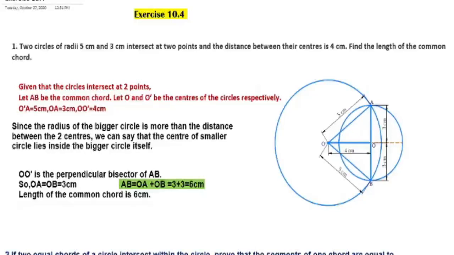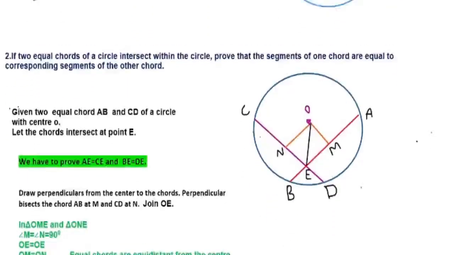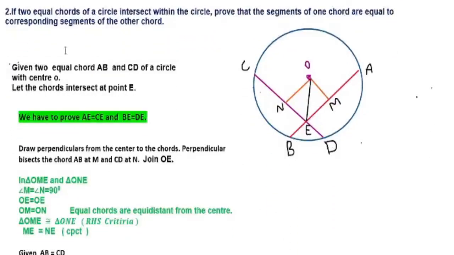Now we will move to the second question. We are given two equal chords of a circle that intersect within the circle. Prove that the segments of one chord are equal to the corresponding segments of the other chord. So here we can consider AB and CD as two chords. Both the chords intersect at the point E, and O is the center of the circle. We have to prove that the corresponding segments of the chords are equal.